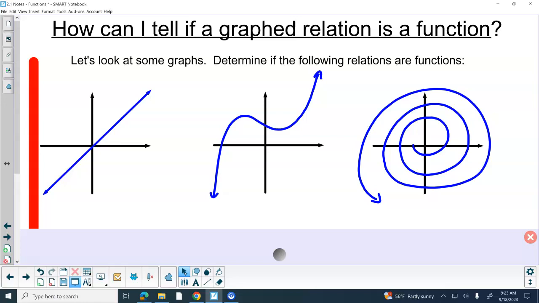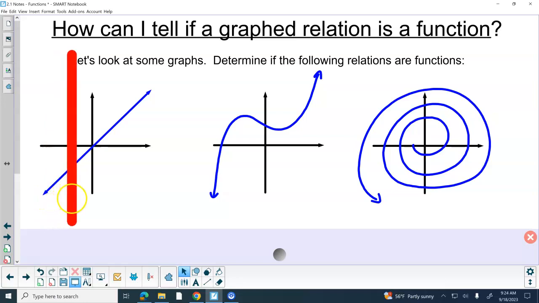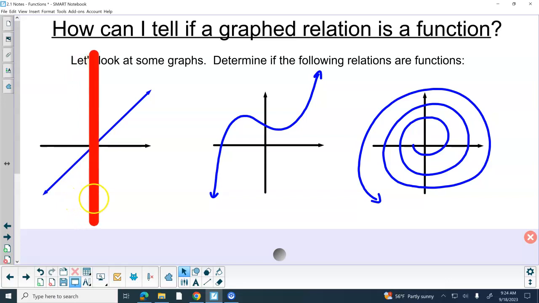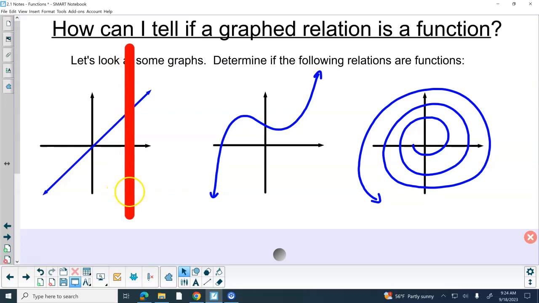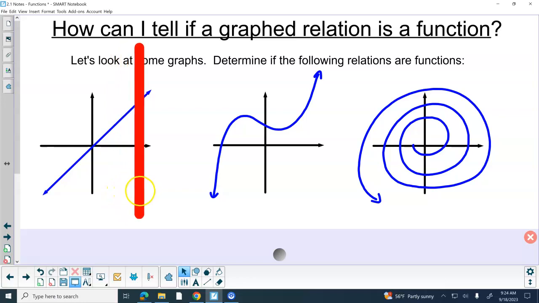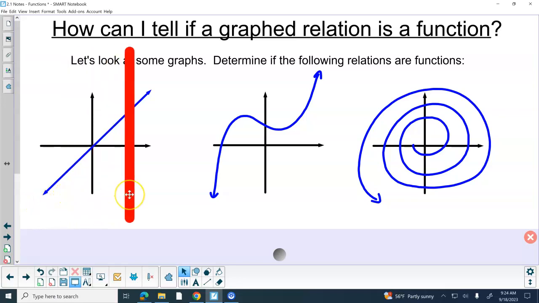Your hand, if you tuck your thumb in, is semi-vertical. So you can do all of those. But you take your vertical line and you slide it across the graph. Now, if blue is only ever touching red in one spot, it's a function. So this left one, is it a function? Yep, that's a function. So that one's a yes.